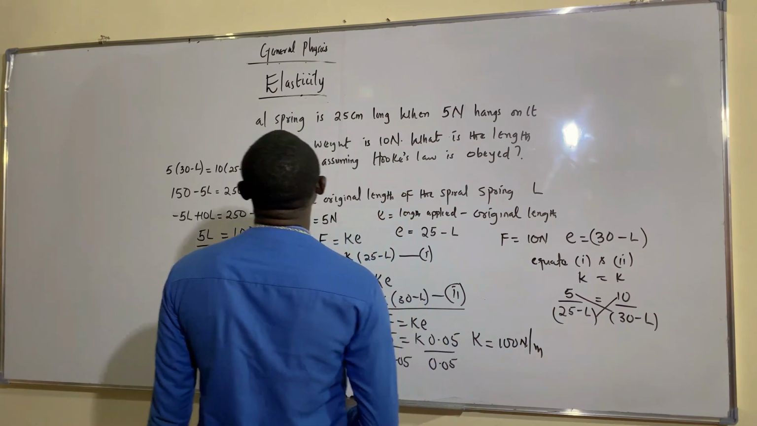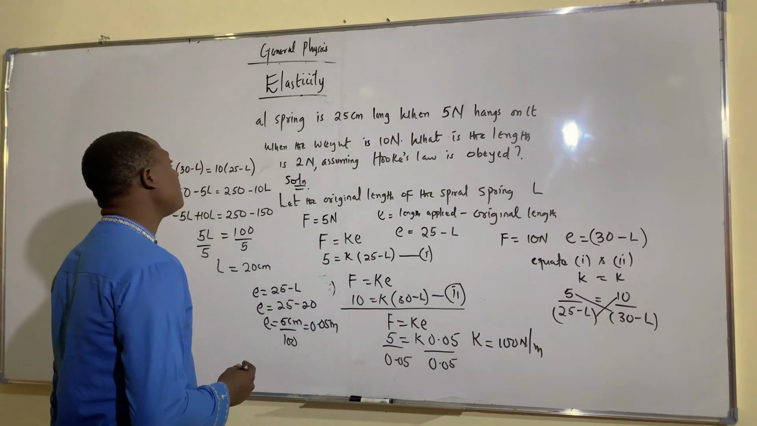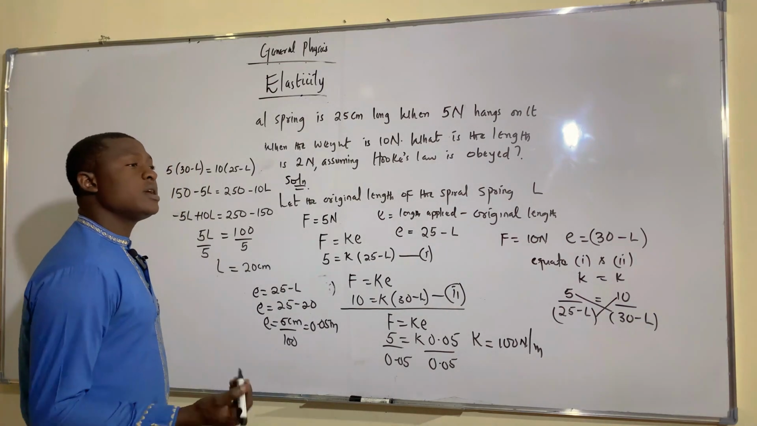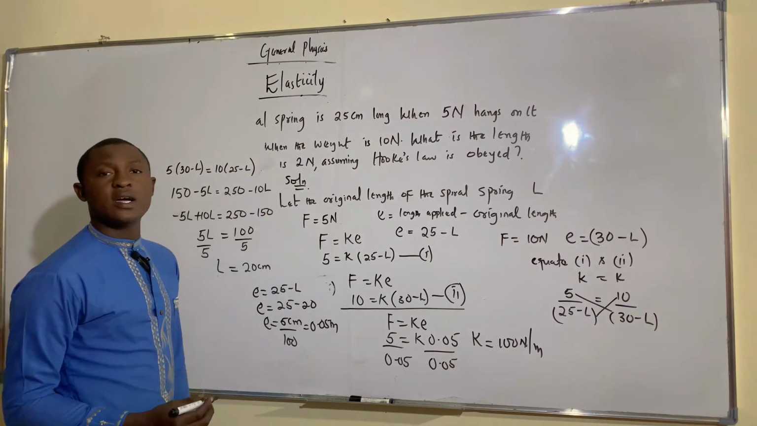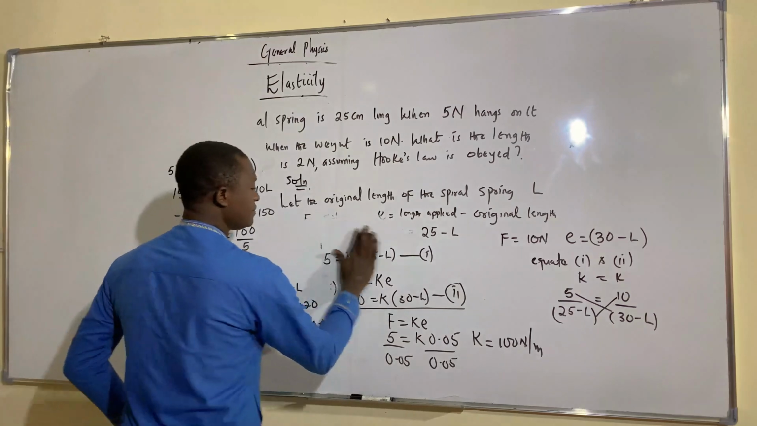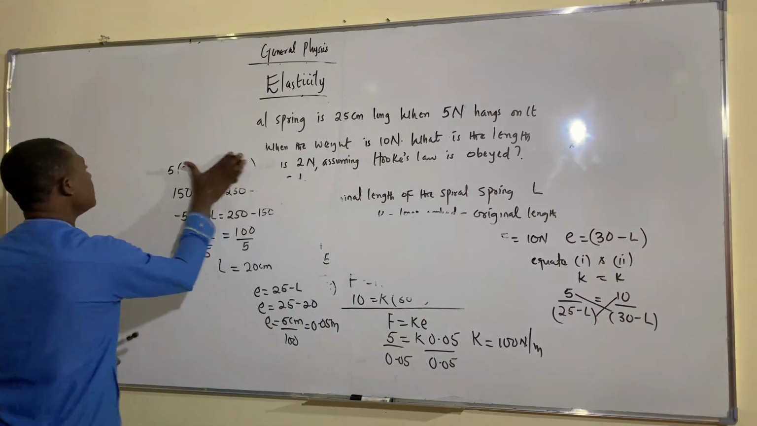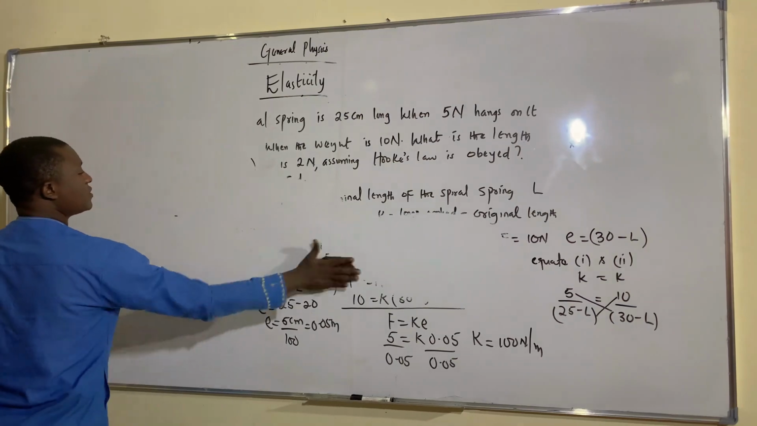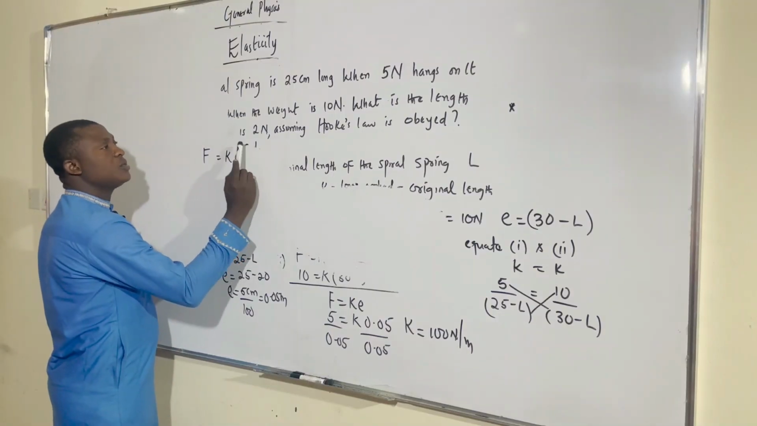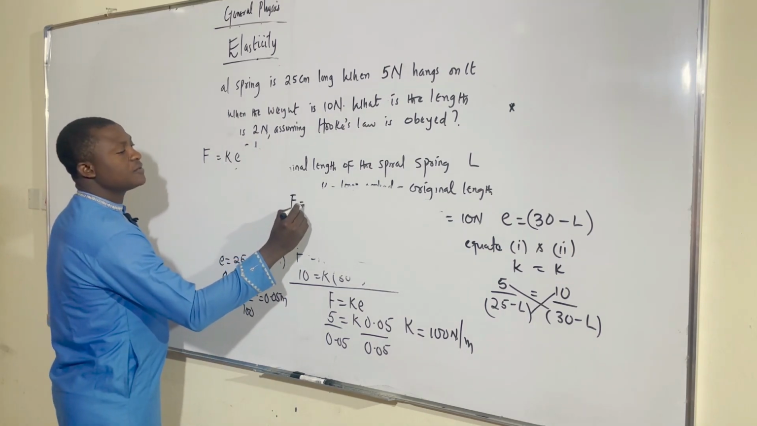Now the next part, we should find the length. Given that the force is 2 Newton, the first thing I will do is firstly find my extension when the load is 2 Newton from the problem. So from the data, we are given that force F is equal to 2 Newton.